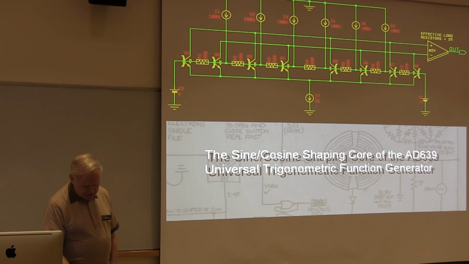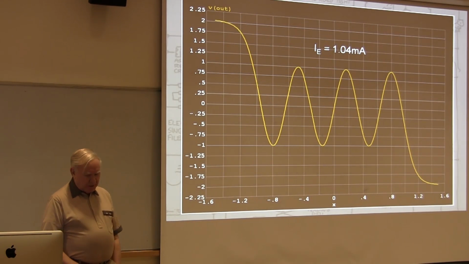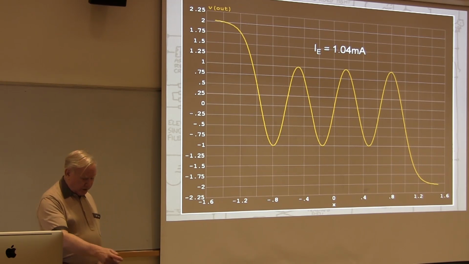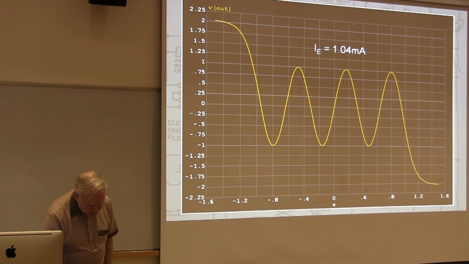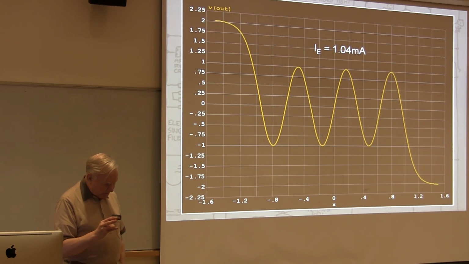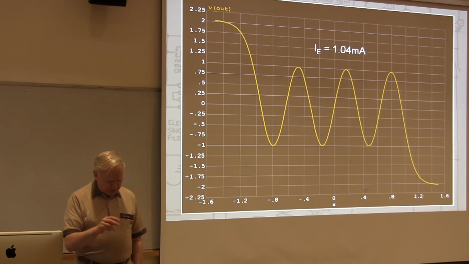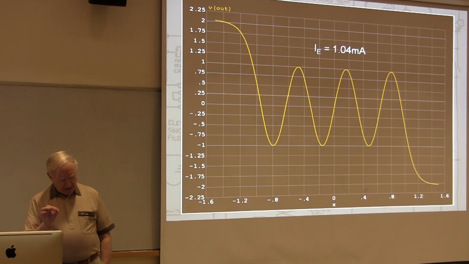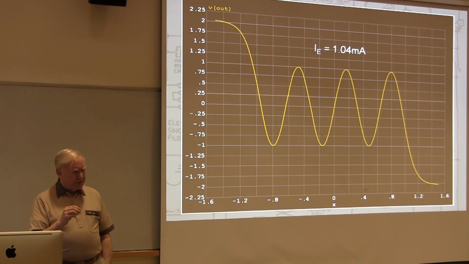But this ends up generating this function. It wiggles. In this case, it wiggles a few times. But in the central portion, it is very accurate. In fact, the accuracy of the part in the specs page for the 639, I think it is like 0.02 of a degree.